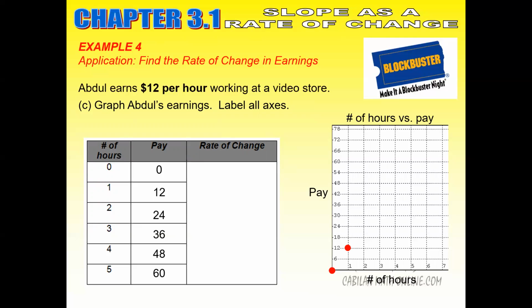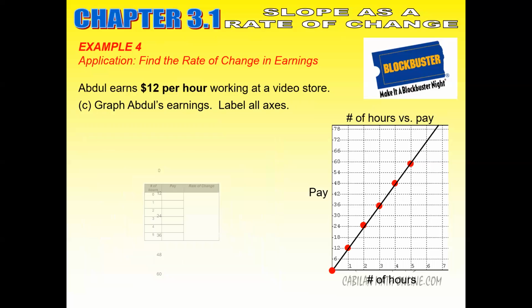Okay, next one here is 2 and 24. So we're going to go right 2 and up 24. Next one here is right 3 and up 36. Next one here is right 4 and up 48. And last but not least, what we have here is right 5 and up 60. Okay, and connect those points with a straight line. All right, so now that what we have here is a straight line, this graph models the relationship for this problem here.